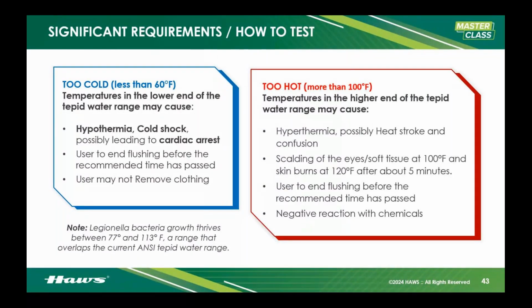Now, if it's too hot, we have similar issues, right? Hyperthermia. We're going to heat up too quick, causing heat stroke, confusion. The scalding of our eyes and the soft tissue on our face actually starts at 100 degrees Fahrenheit. We can tolerate it, but you start to actually damage the soft tissue of your eyes with continued exposure to 100 degrees Fahrenheit water, and it only gets worse as the temperature goes up from there, right?